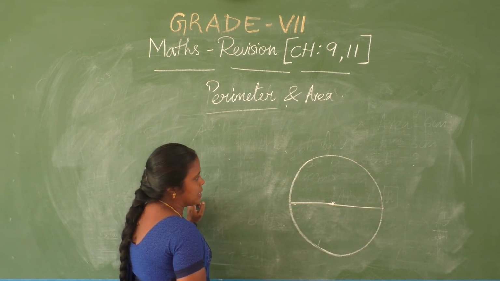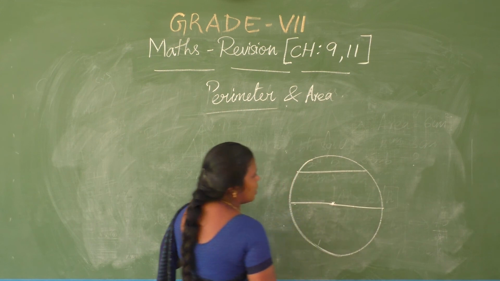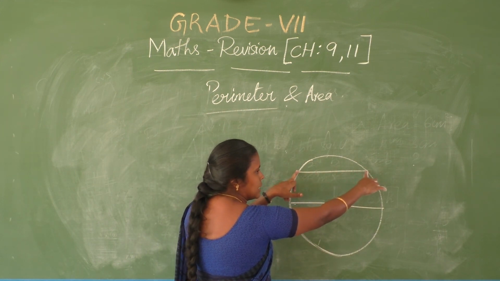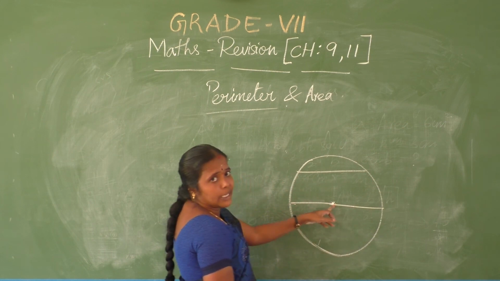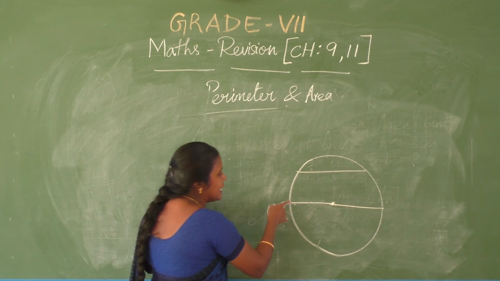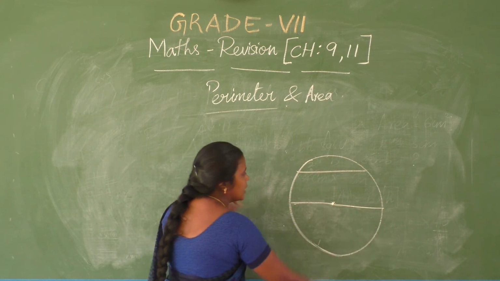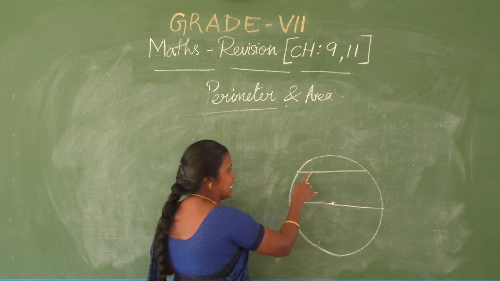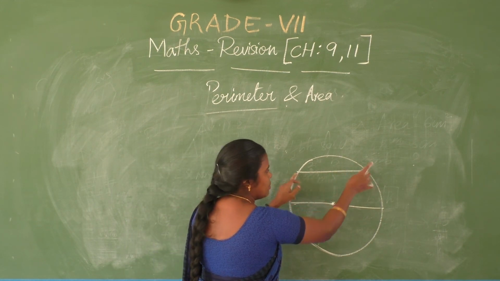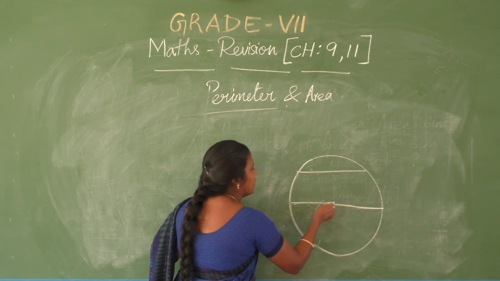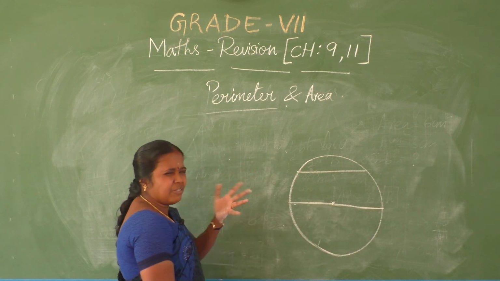This is diameter. This is called a chord. It is a line segment touching two ends of the circle but not passing through the center. This is the difference between chord and diameter. Only the diameter passes through the center and touches both ends. But a chord is also a line segment touching two ends but not passing through the center. The diameter is the longest chord of the circle. This and all are well known.